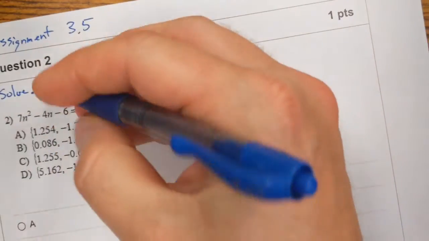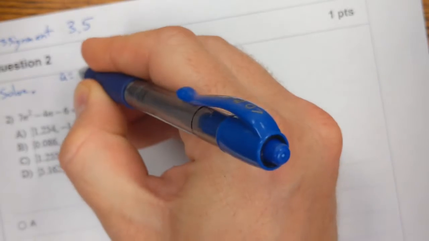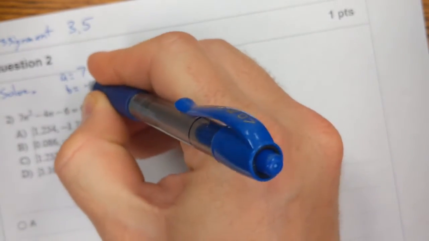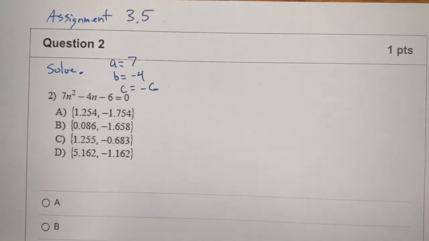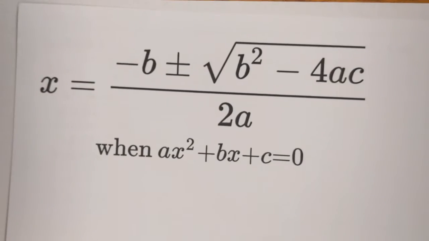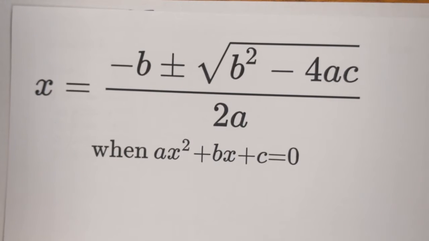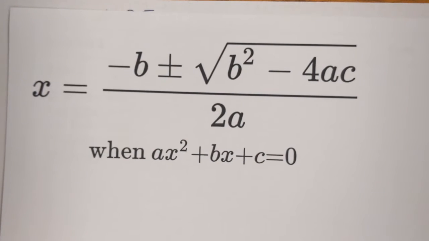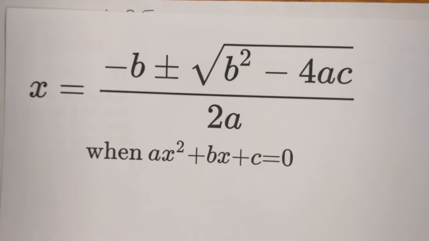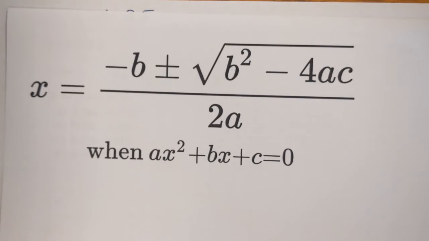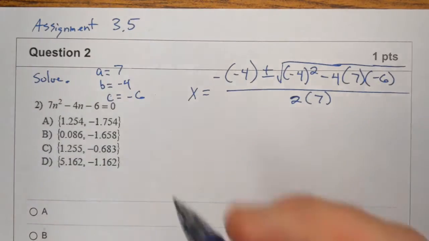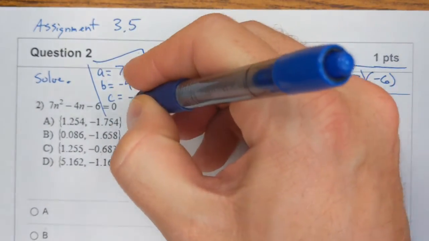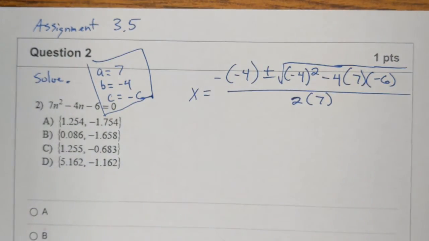So just like we learned in our last lesson, here we're going to say a is equal to 7, b is equal to negative 4, c is equal to negative 6. And a reminder, here is our quadratic formula from the last lesson. So I'm going to go ahead and start entering all of these values into the formula. And there we go. After I plug all three of these values into the formula, here is what I'm left with.